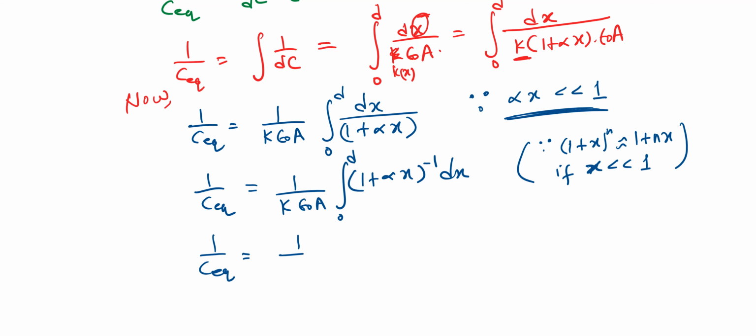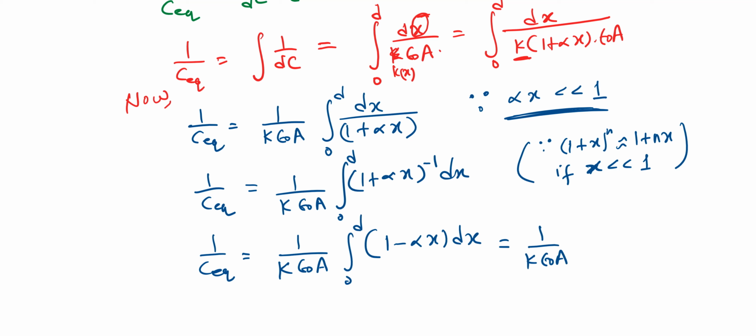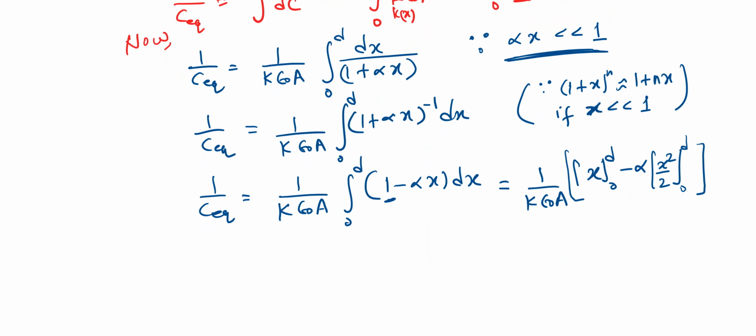So now what we can say? We can say 1 upon C equivalent is equal to 1 upon k epsilon naught A, integral from 0 to d, applying the binomial approximation, which would be 1 minus alpha x dx. Now let's integrate this. Integration of 1 would give you x, integrated from 0 to d, minus alpha, which is constant, times the integration of x dx, which is x squared by 2, from 0 to d.